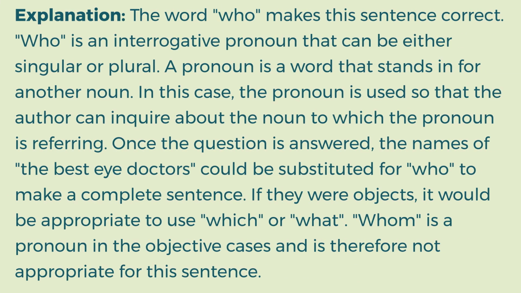Explanation. The word who makes this sentence correct. Who is an interrogative pronoun that can be either singular or plural. A pronoun is a word that stands in for another noun. In this case, the pronoun is used so that the author can inquire about the noun to which the pronoun is referring.